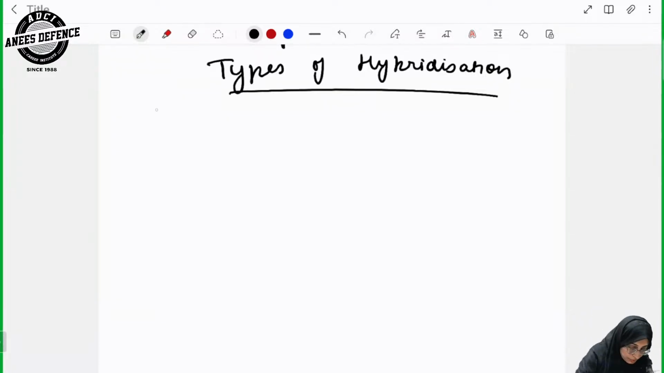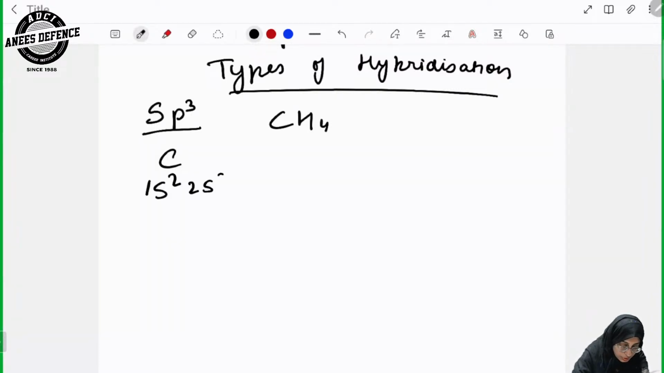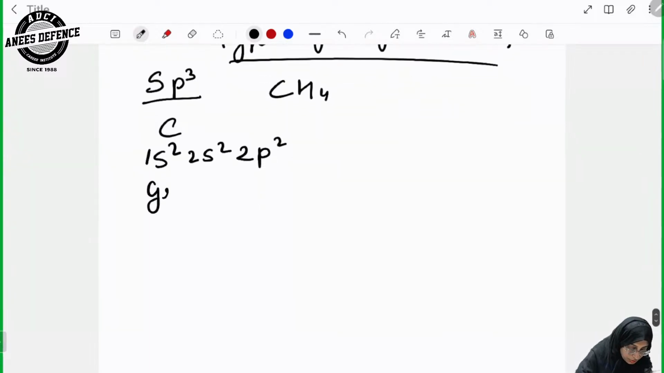We will see one example of sp3, like in CH4. What is the configuration of carbon? 1s2 2s2 2p2. We can show it as a ground state.